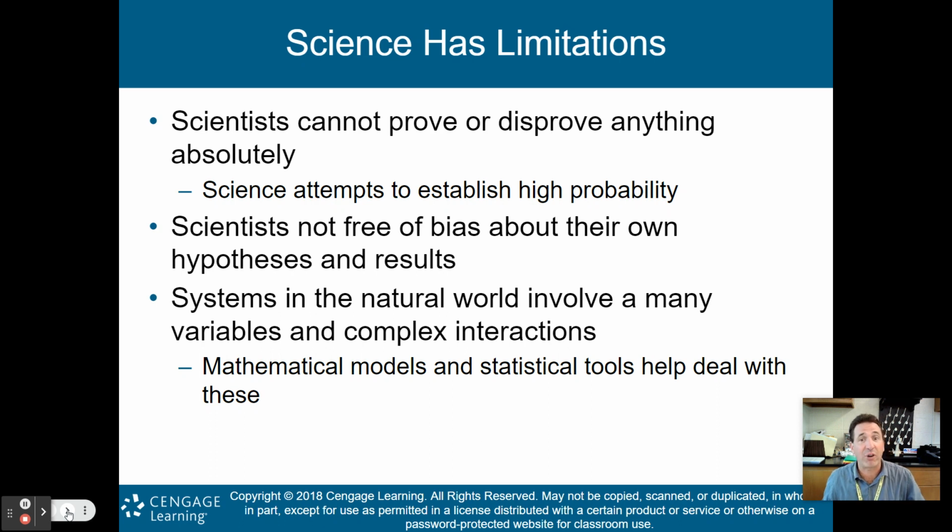Scientists, again, are not free of their own biases, and therefore hypotheses and results could be skewed towards a scientist's own bias. So again, you have to make sure that you're free of that. And then systems in the natural world involve many variables and complex interactions. Mathematical models and statistical tools can help deal with these, but also, at the end of the day, the systems are so complex that even the high-powered computers we have could still make it difficult to find an accurate result.